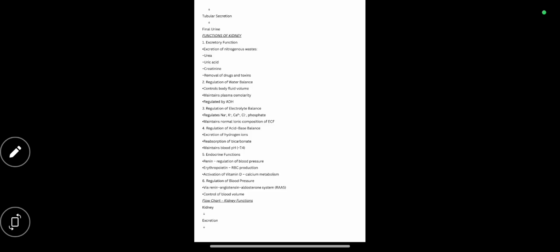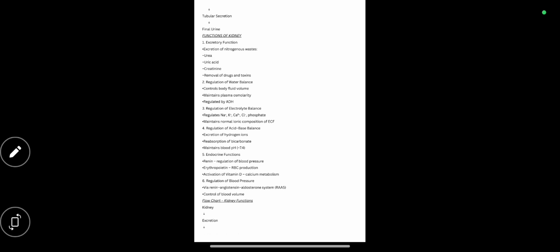Moving on to the functions of the kidney: excretory function, regulation of water balance, regulation of electrolyte balance, regulation of acid base balance, endocrine function, and regulation of blood pressure. The excretory function excretes nitrogenous waste like urea, uric acid, creatinine, and removes drugs and toxins. Regulation of water balance maintains the fluid volume and plasma osmolarity, and is regulated by ADH or vasopressin.